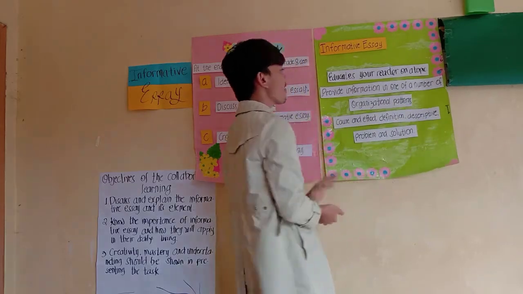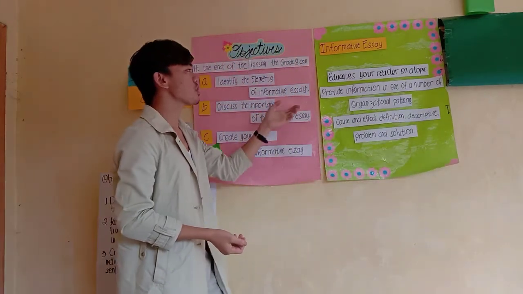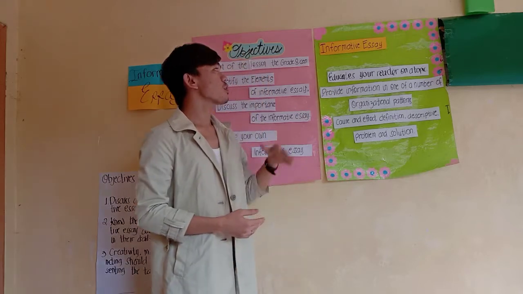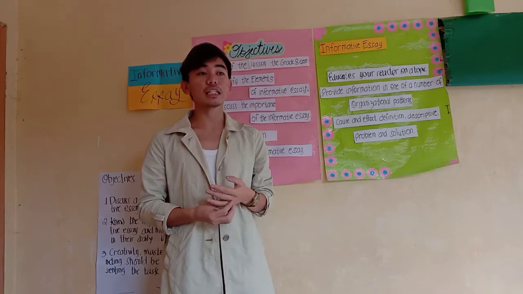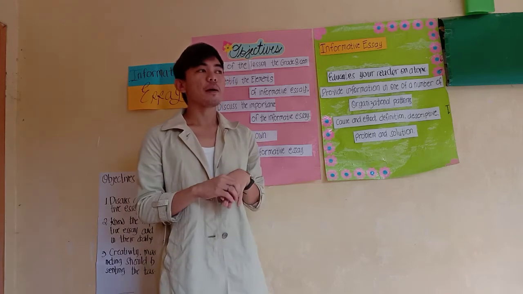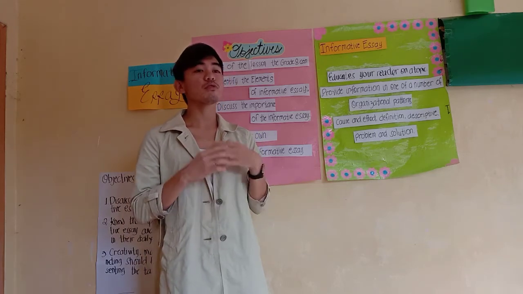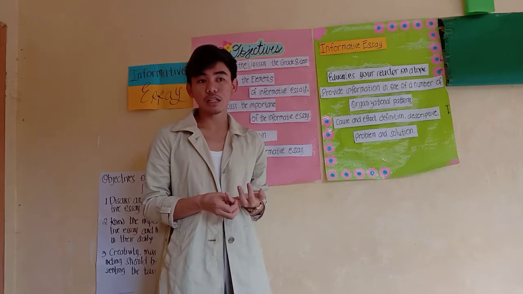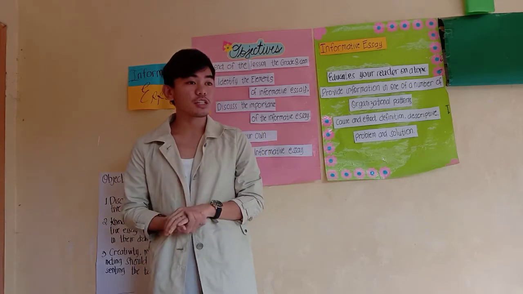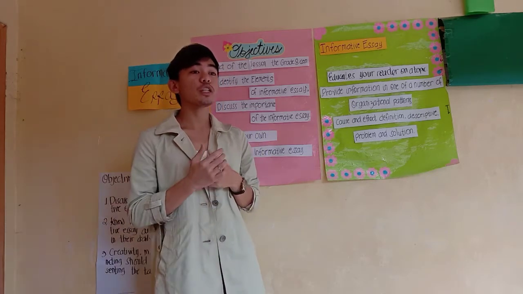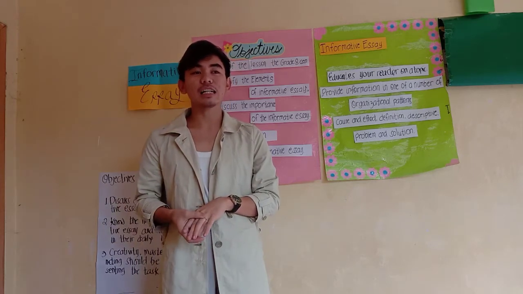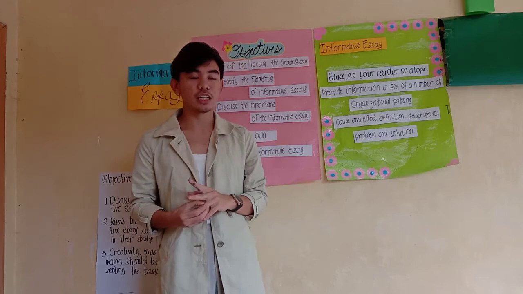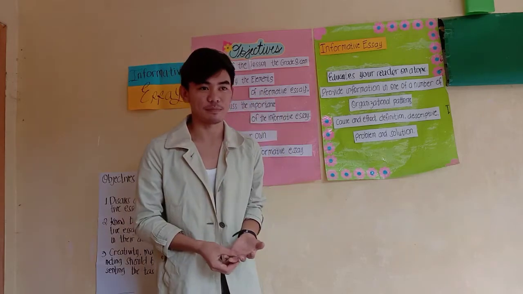So, informative essay. An informative essay educates your reader on a certain topic. For example, in our generation today, most people are not really good in technology. So, your topic is technology, and you're going to educate them about something connected to it. In that way, you're going to educate them.